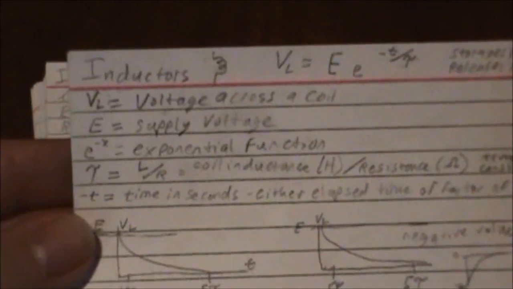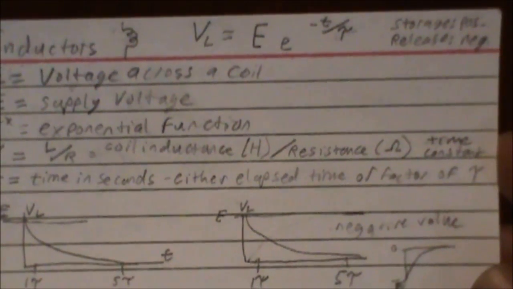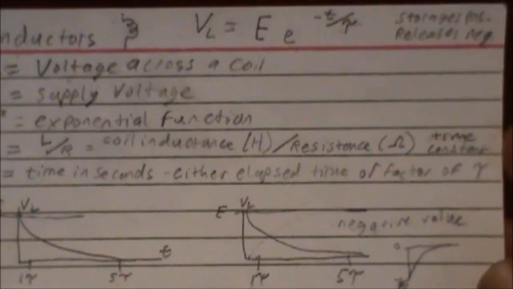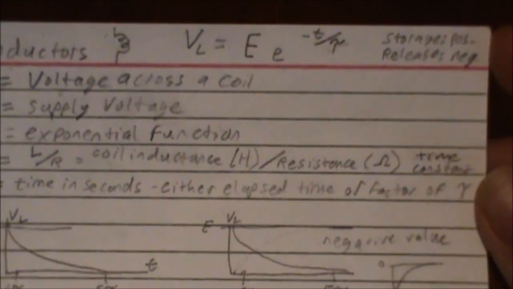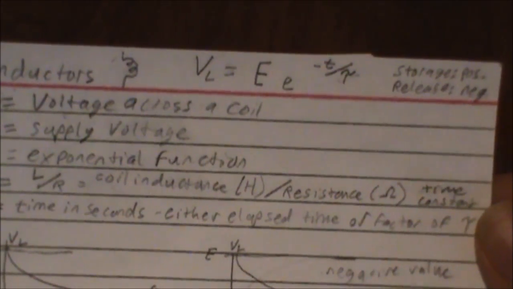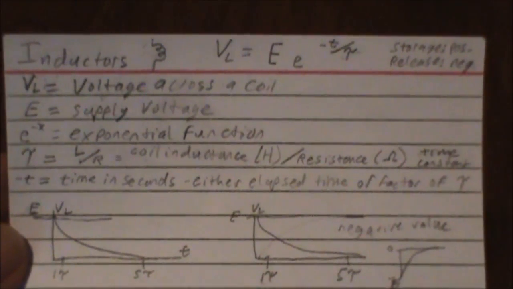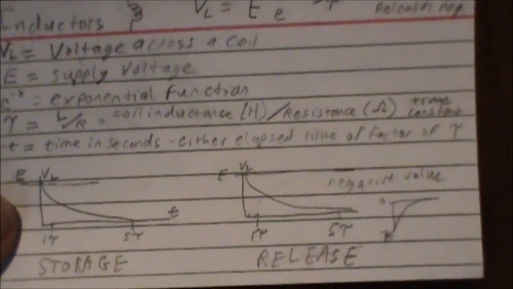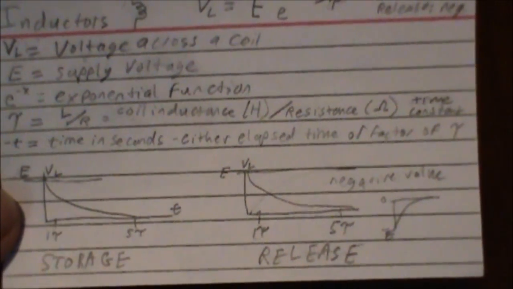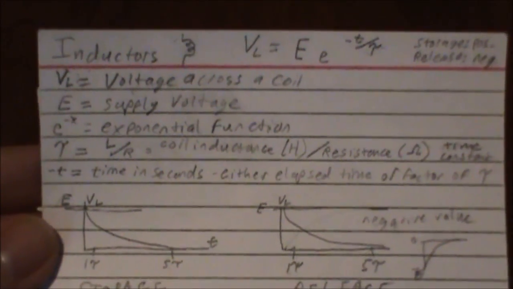Now, inductors store energy in the positive direction and release energy in the negative direction. So inductors basically store current, just like capacitors store voltage.